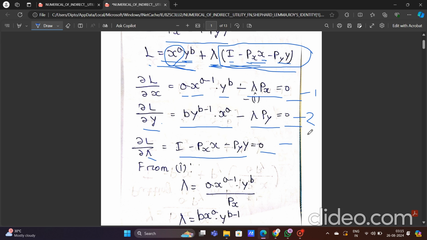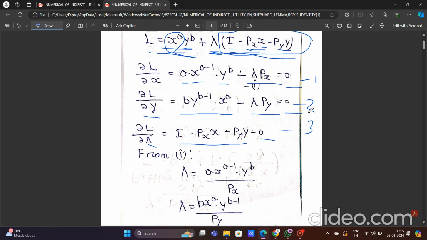So from equation 1, if we calculate the value of lambda, at first we will take the lambda into px to the right hand side. So it will be a into x to the power a minus 1 into y to the power b equals lambda px. Now if we divide by px on the left hand side, it will be a into x to the power a minus 1 into y to the power b divided by px.